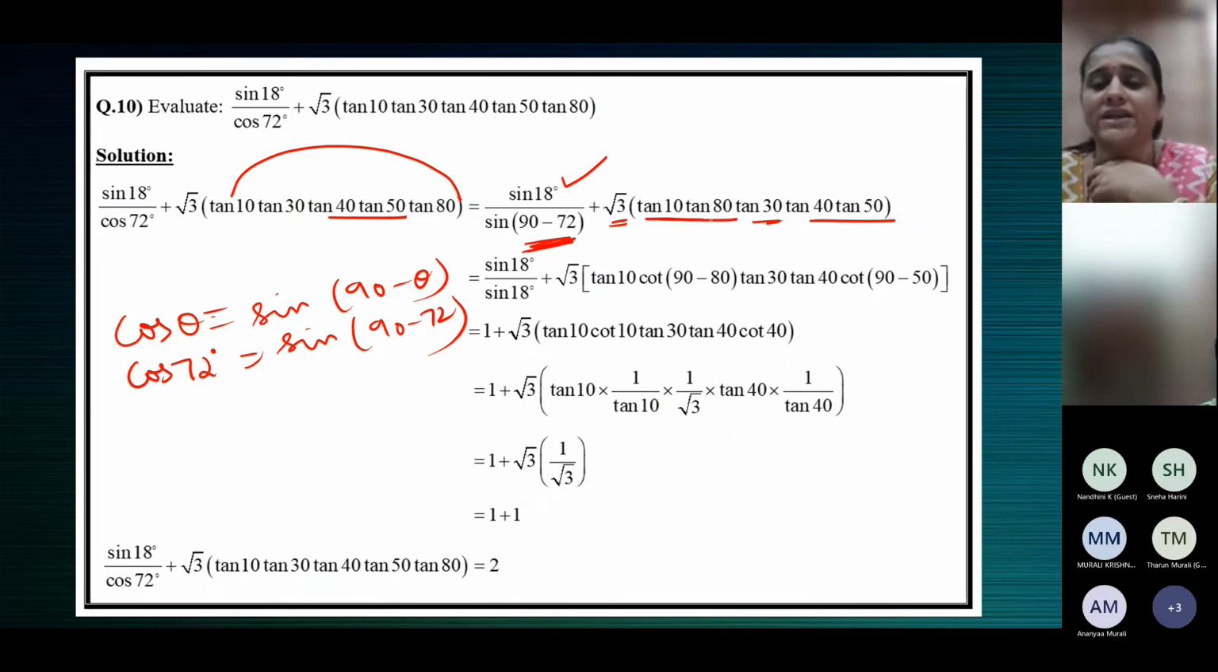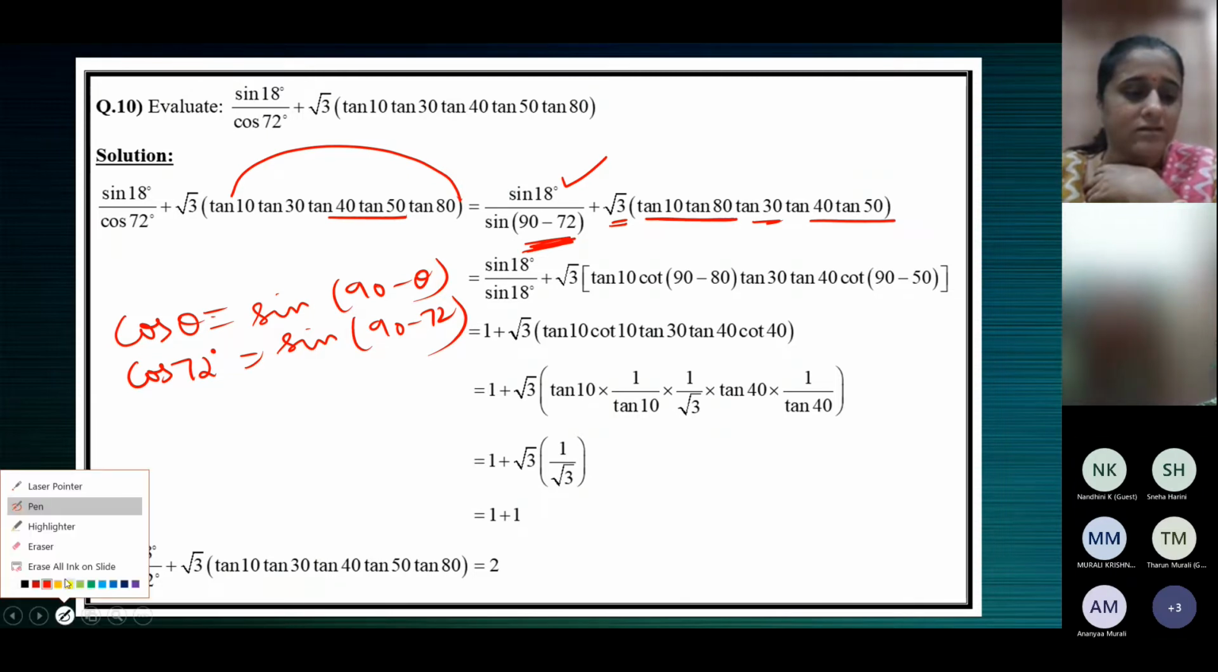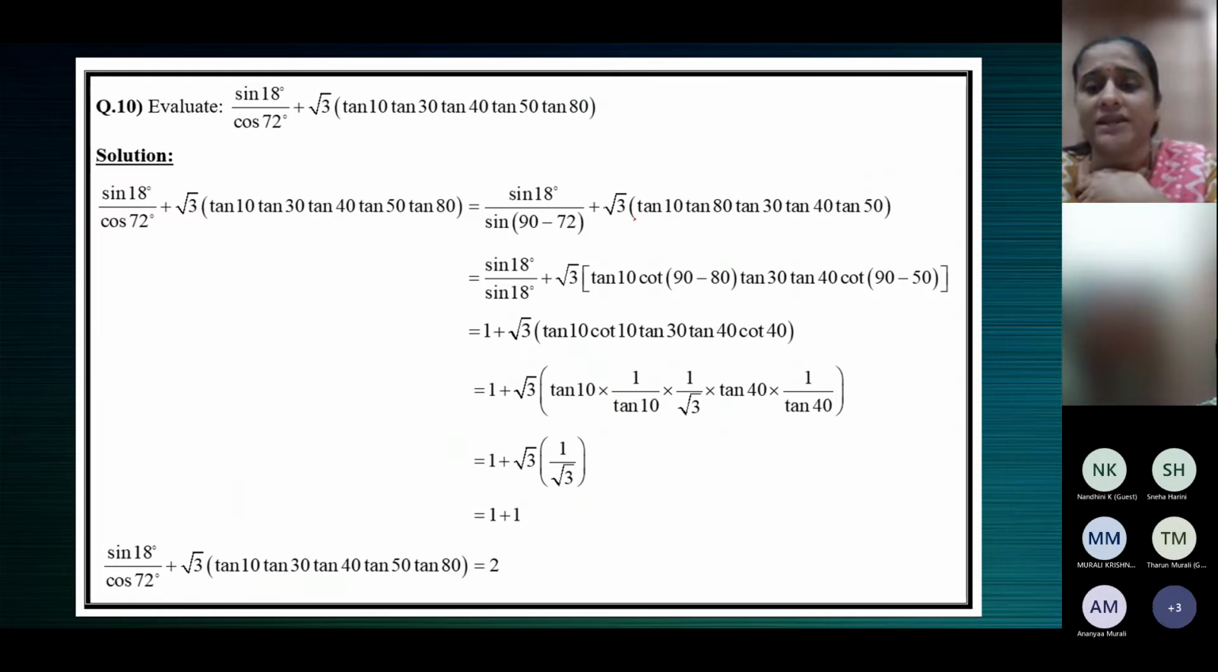So tan 10, tan 80 makes a pair. Tan 30 stands alone. See here, tan 10 and tan 80, we have paired them. Tan 30 stands alone. You can get the value from the table. And tan 40 and tan 50, we have paired because 40 plus 50 is 90.